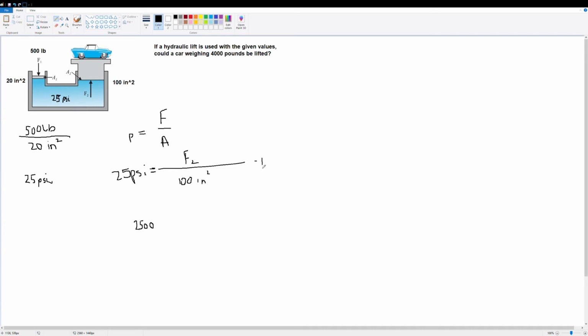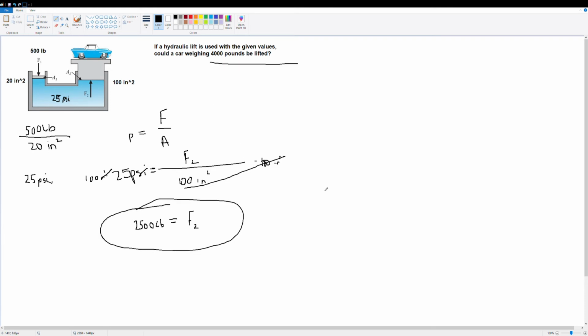I'm multiplying by 100 on both sides to isolate F2. So times 100 square inches. That's going to cancel out: 100 square inches times 25 pounds per square inch. The square inches will drop out, leaving you pounds. So 2,500 pounds is my output force, F2. Is this enough force to move a 4,000 pound car? The answer is no. So let's extend it.